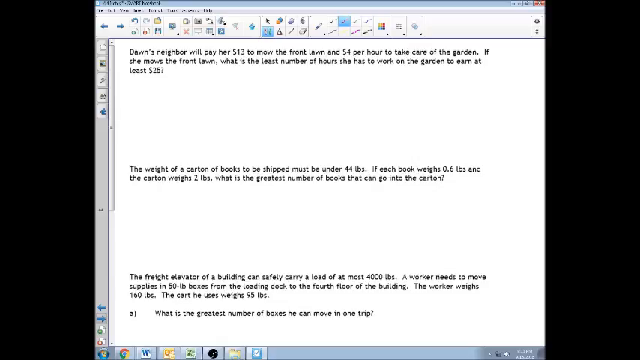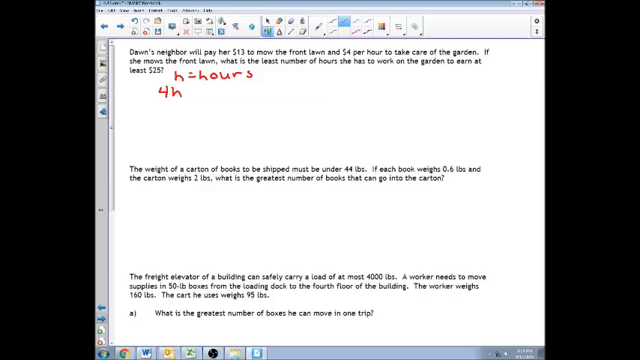Dawn's neighbor will pay her $13 to mow the front lawn and $4 per hour to take care of the garden. Just because right away it says per hour, I know that my variable is going to be the number of hours. How can I write $4 per hour algebraically? It would be 4H.